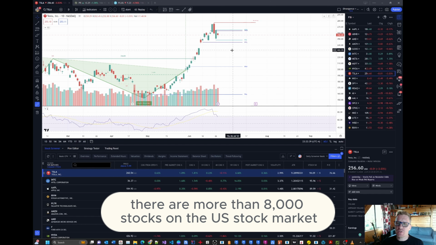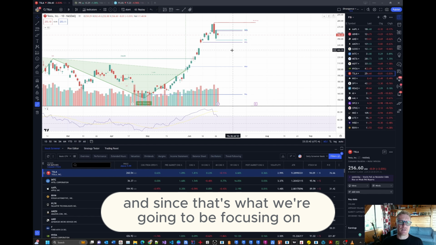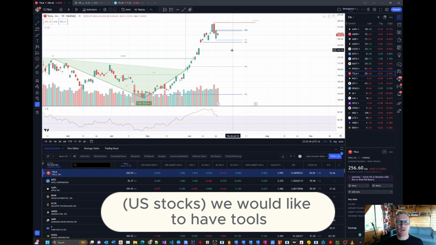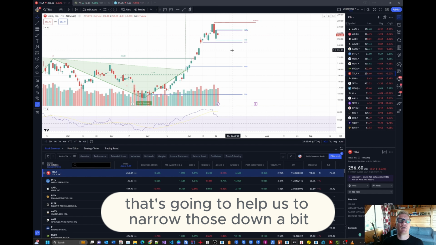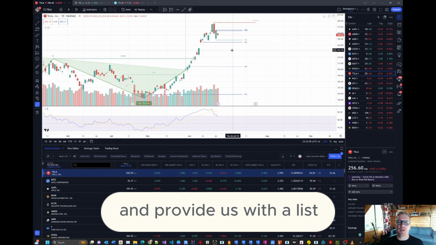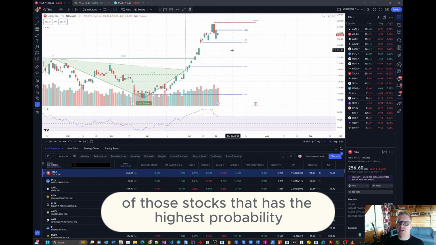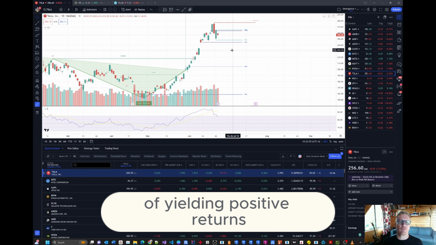There are more than 8,000 stocks on the US stock market, and since that's what we're going to be focusing on, US stocks, we would like to have tools that's going to help us to narrow those down a bit and provide us with a list of those stocks that has the highest probability of yielding positive returns.